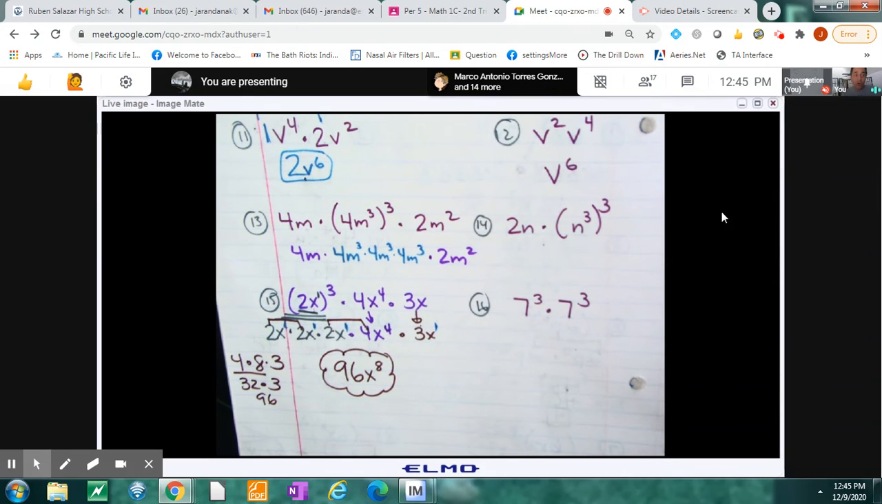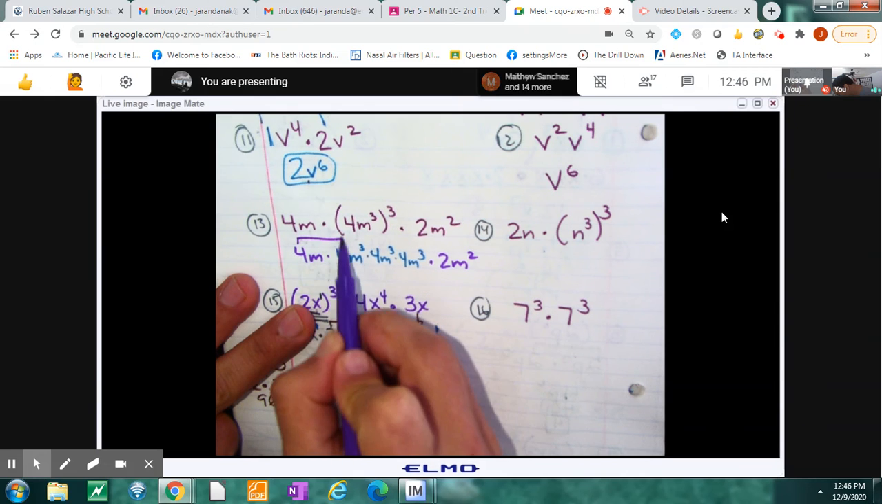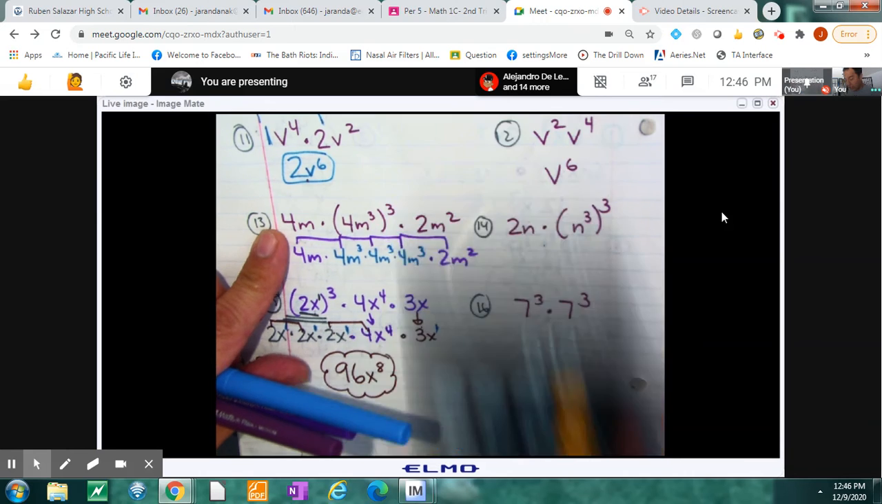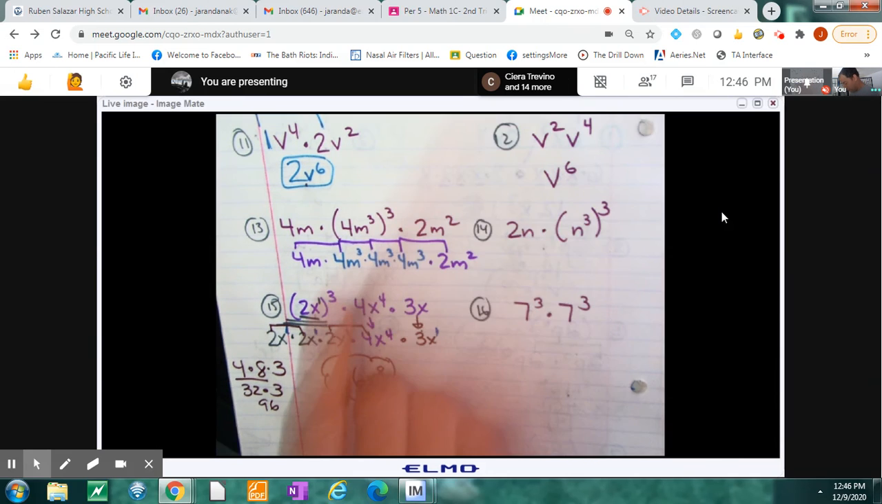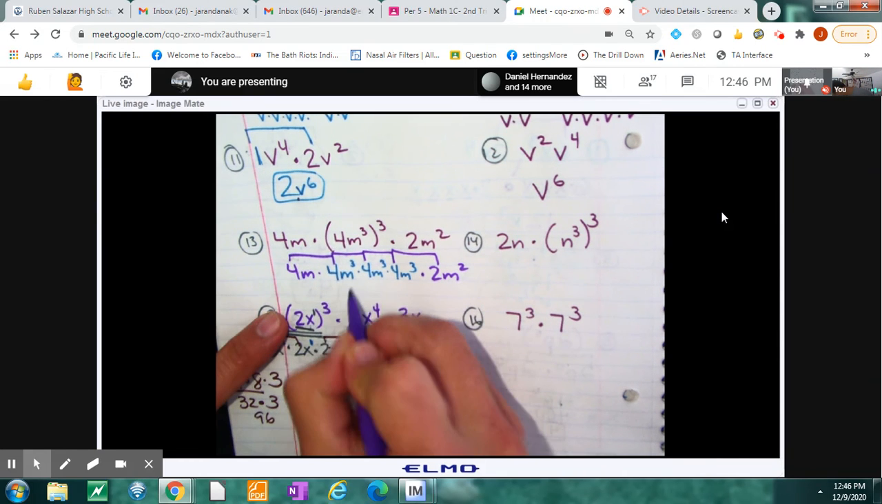Okay, so we're still with Marco Antonio. You see all the coefficients, which are the big numbers next to the variable, being multiplied: 4 times 4 times 4 times 4 times 4. Now, do you have a calculator? I'll go ahead and do it because of time. 4 times 4 times 4 times another 4 times 2 is 512. Do you understand how we got 512? Yeah, we multiply the 4 times 4 times 4 times 4 times 2. There you go, 512. That's easy.